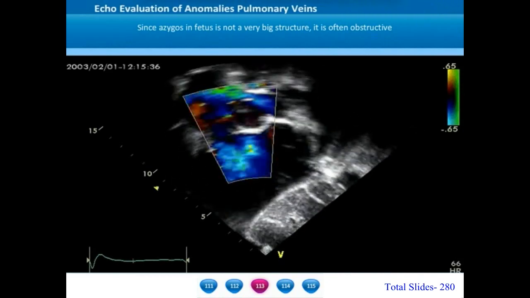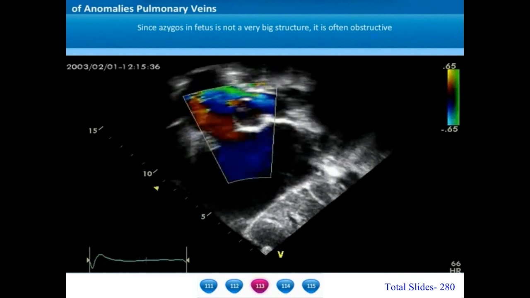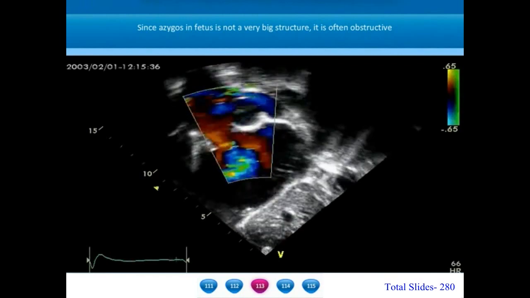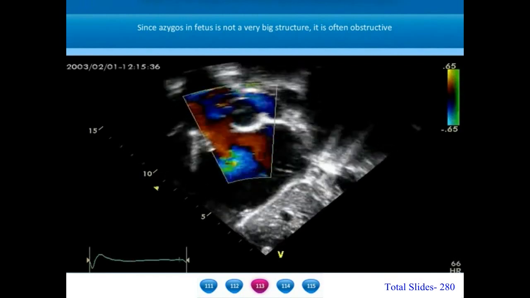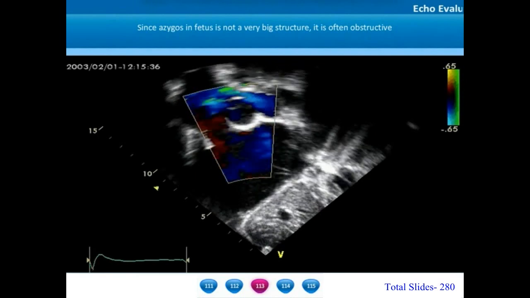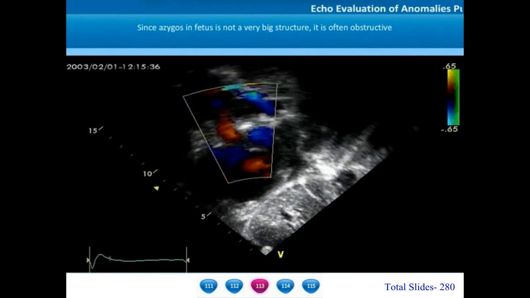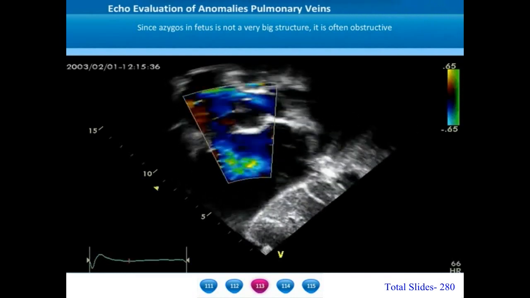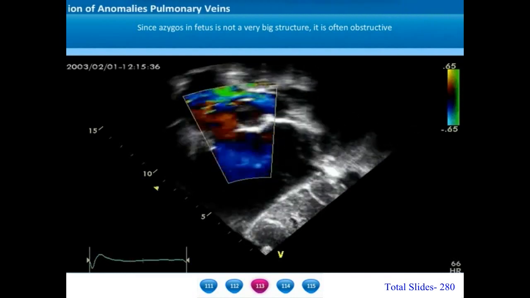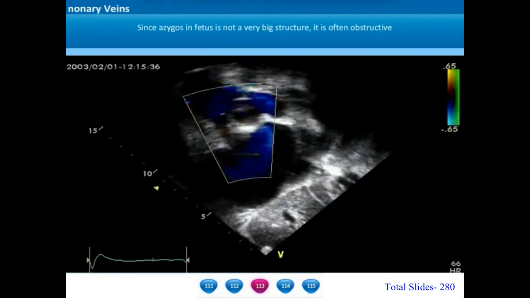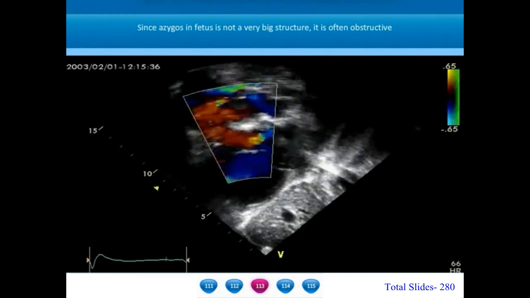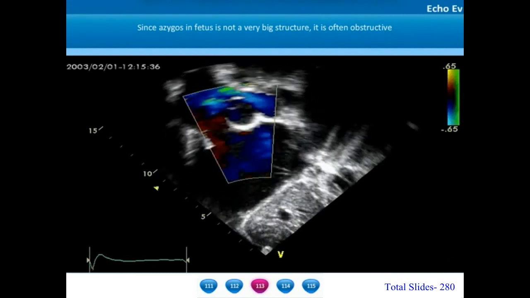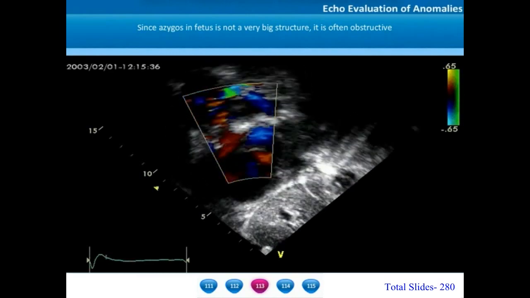Color flows across this right azygos vein show that there is a marked turbulence of flow in this right azygos vein. You will know that the azygos in fetus is not a very big structure. So anatomically it remains very small. As soon as the baby is born and the pulmonary blood flow increases, the increasing pulmonary venous return that is flowing through the azygos vein will give an obligatory gradient. So there is always an obstruction in the azygos type of TAPVCs.